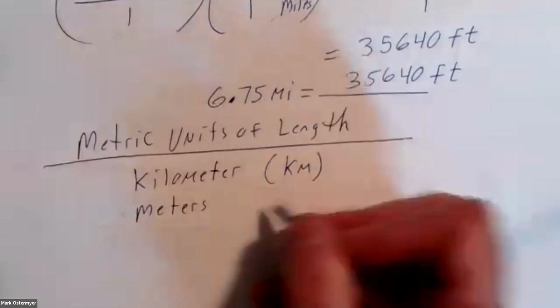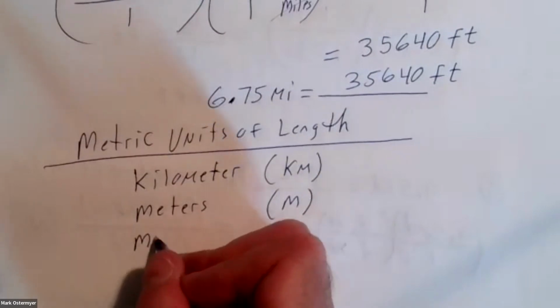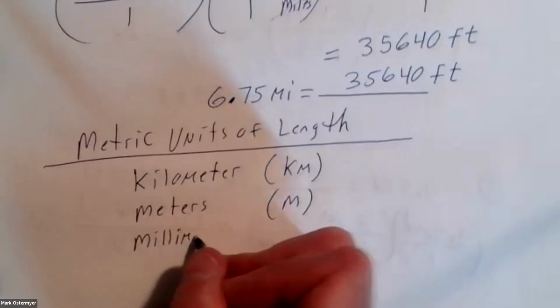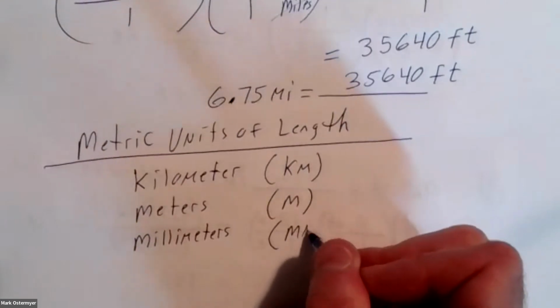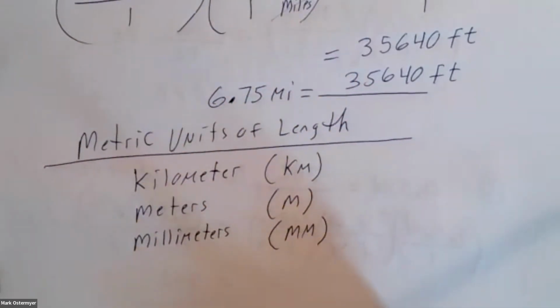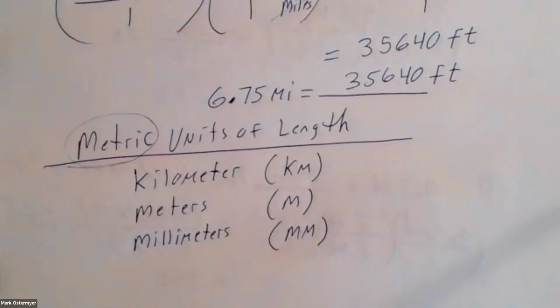Meters are used all the time, abbreviated as m. Have you ever heard of millimeters? If you go into nursing, you'll hear of millimeters. These are typical units of length in the metric system. And the beauty of the metric system, ladies and gentlemen, is that it's so much more streamlined and efficient than our ugly English system of measurements.